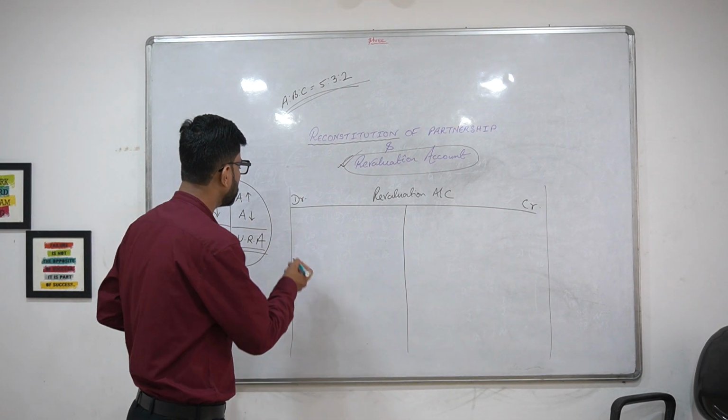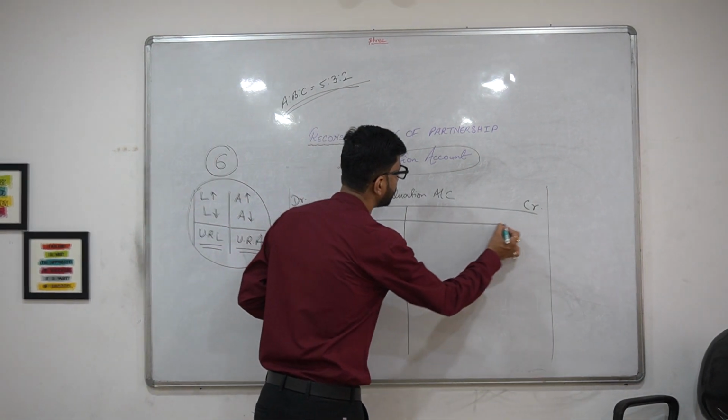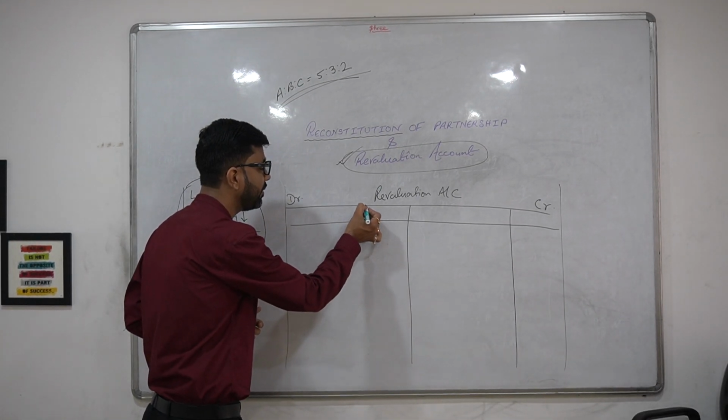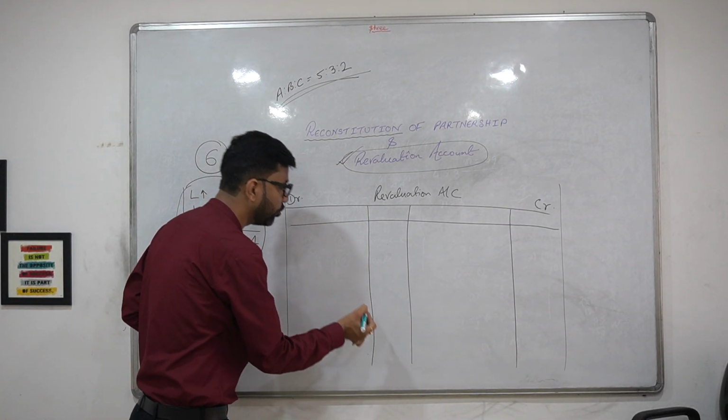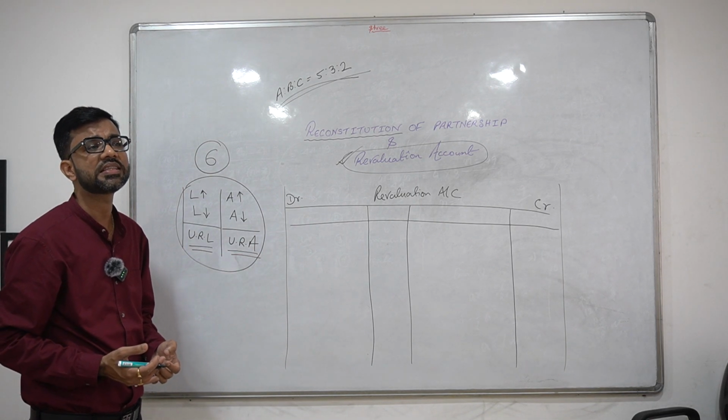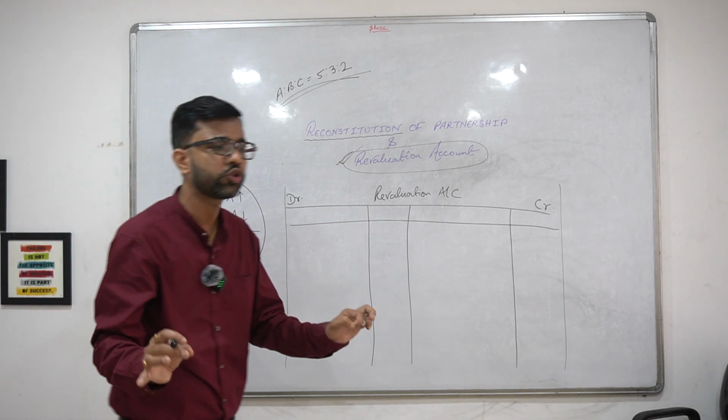Now, there are 2 sides, debit and credit. Out of these 6 items, few will be going on the debit side, few will be going on the credit side. Do we need to learn it as a process? The answer is absolutely no, children.